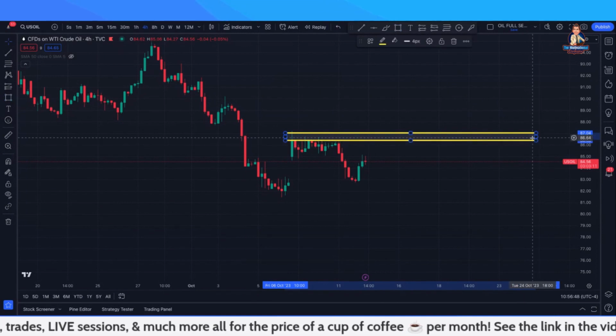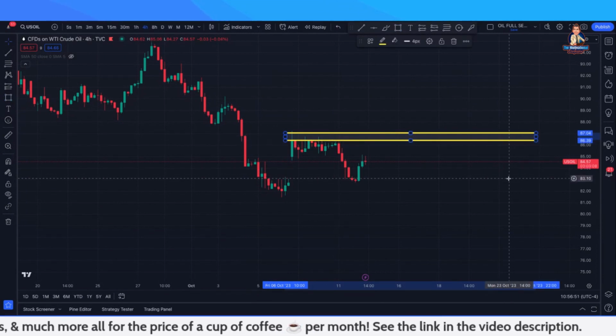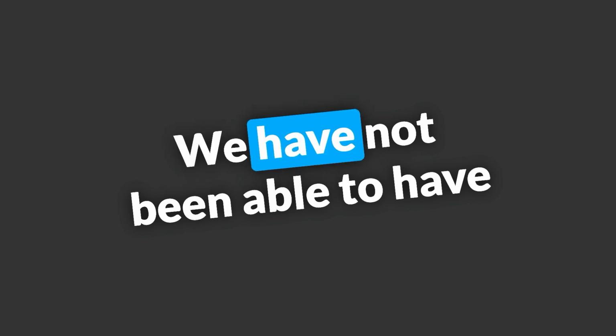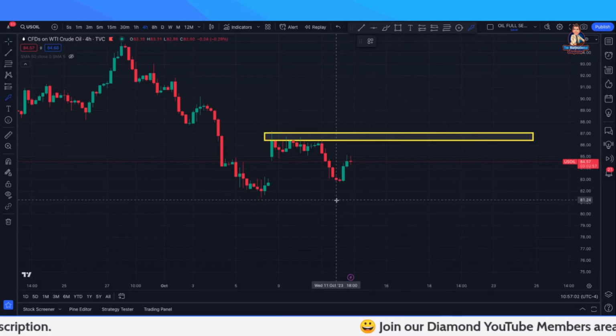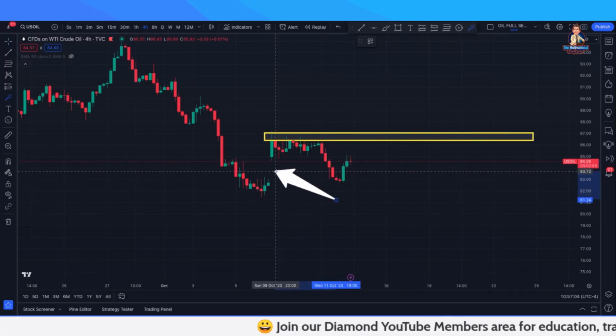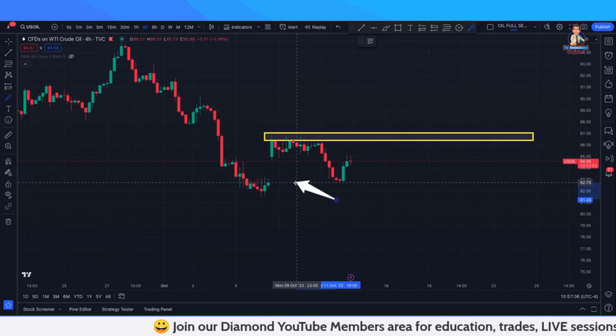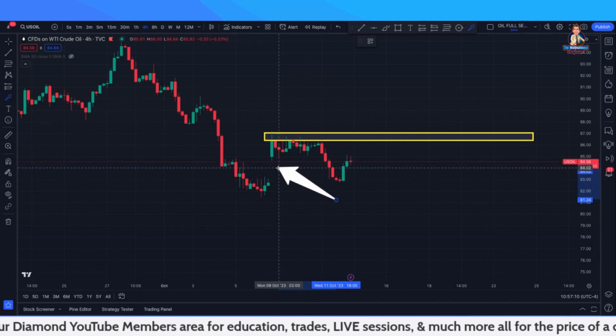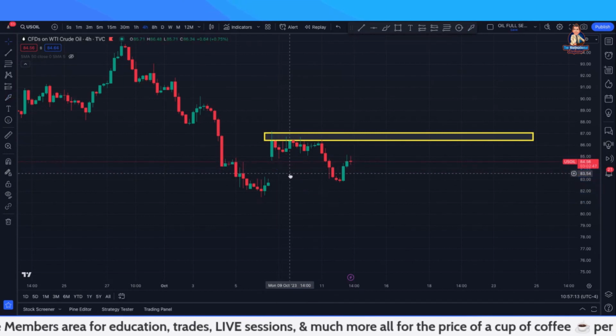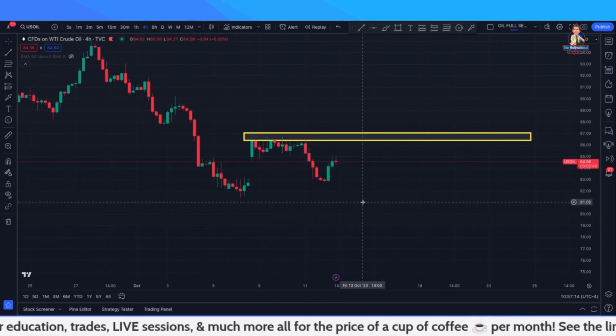We're seeing this 87 area as our high. We have not been able to have a candle close above that 87. As you can see here, we already talked about it. We did come down and officially close that gap that was created from Sunday. So now we are waiting to see what price is going to do.